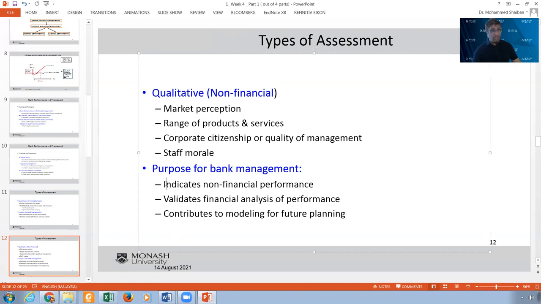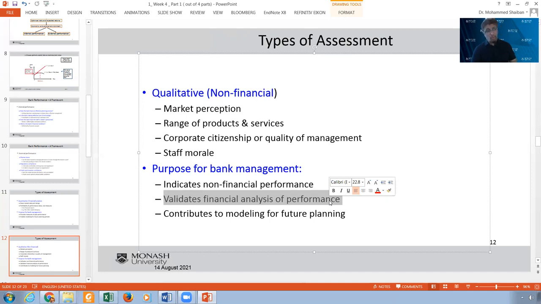We want to see whether they are indicators of our financial performance. They are indicators of the perceptions and the corporate citizenship and the products and services, the range of products and services. But also the most important thing maybe is to see whether we can validate our financial analysis performance. And this is very important, please, when you do any performance. If a bank is doing well in the quantitative one, it should do well in the qualitative one.